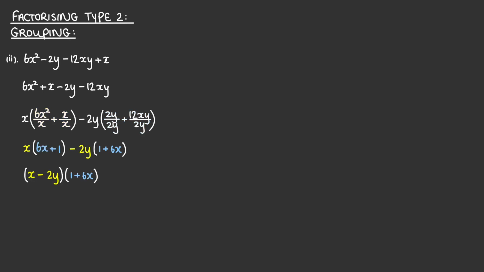Again, because x and minus 2y are both being multiplied by 1 plus 6x, we can group x and minus 2y into its own bracket. Both lines are equivalent, because if you multiply out the brackets, you will end up with the previous line. So then this leaves us with our answer, x minus 2y multiplied by 1 plus 6x.